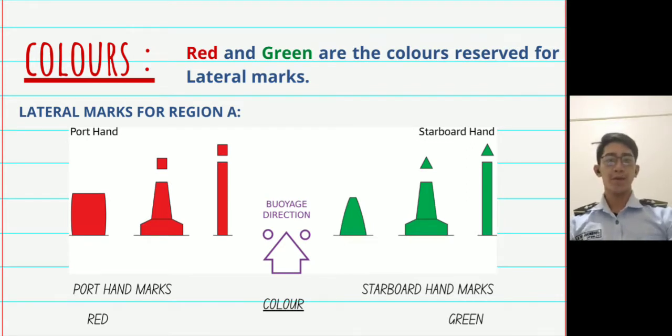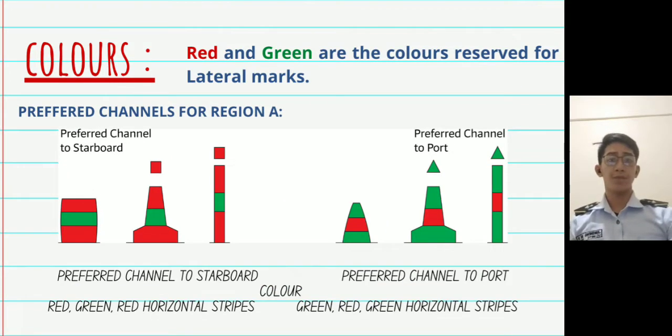Here, we have the red as the port hand marks and the green as the starboard marks. As shown in this image, this is still like the default setting of the channel, but in the next image, we can see how the colors combine when it means to represent a preferred channel to starboard or a preferred channel to port. Please look at the slides carefully and familiarize yourselves with the arrangement and the orientation of the stripes.